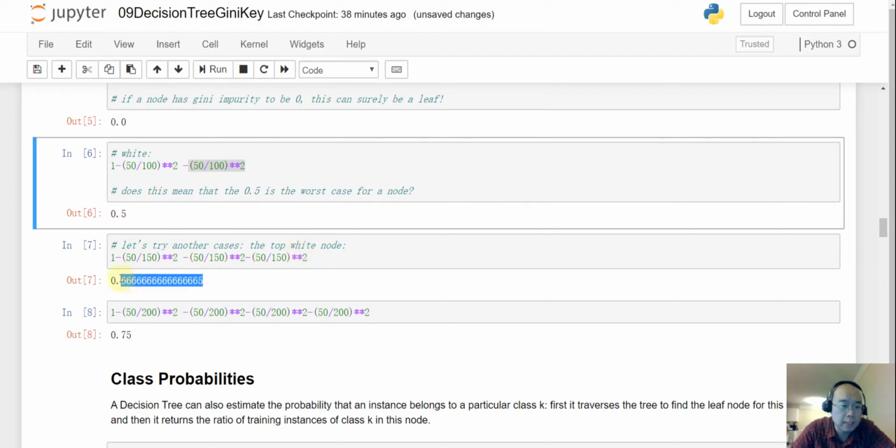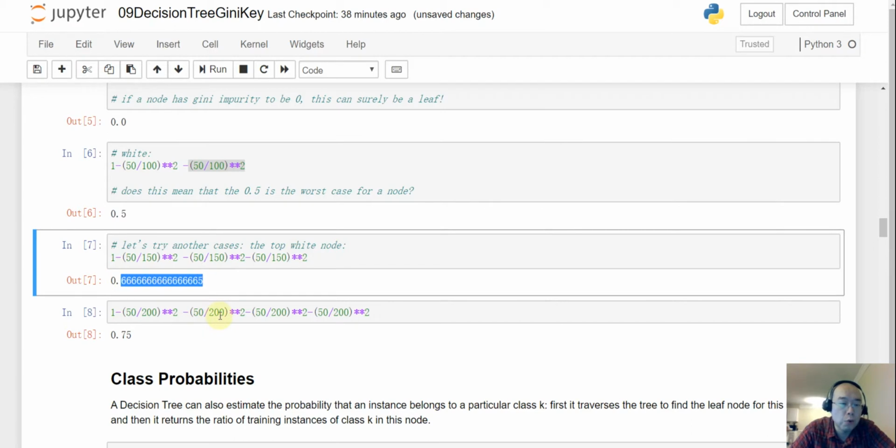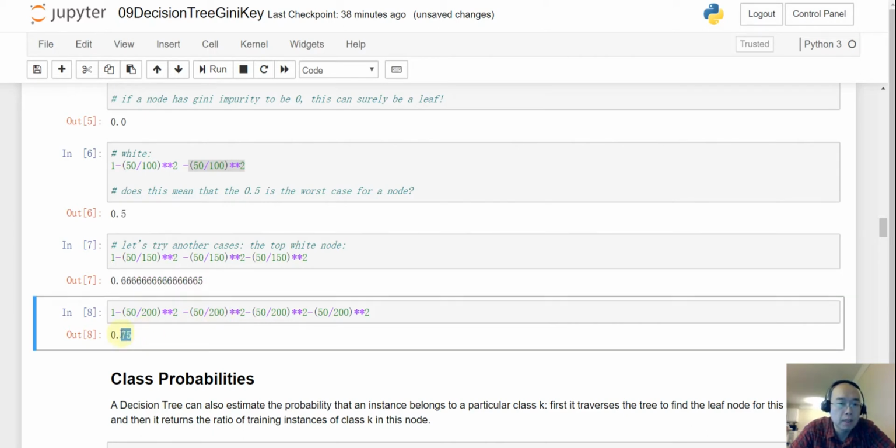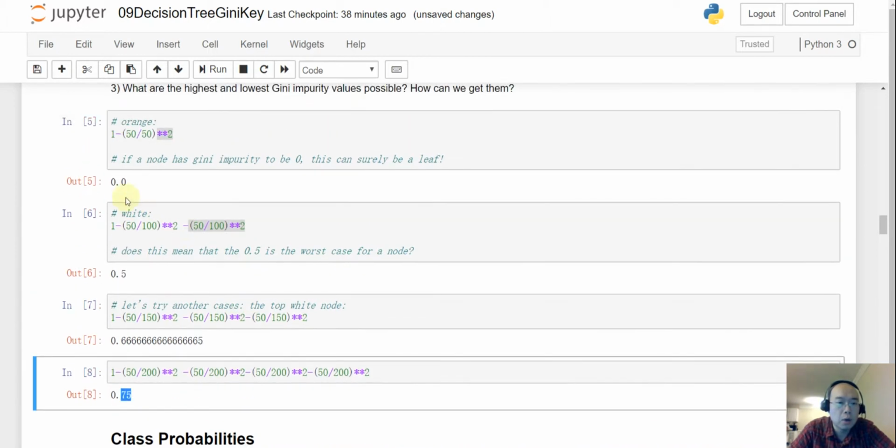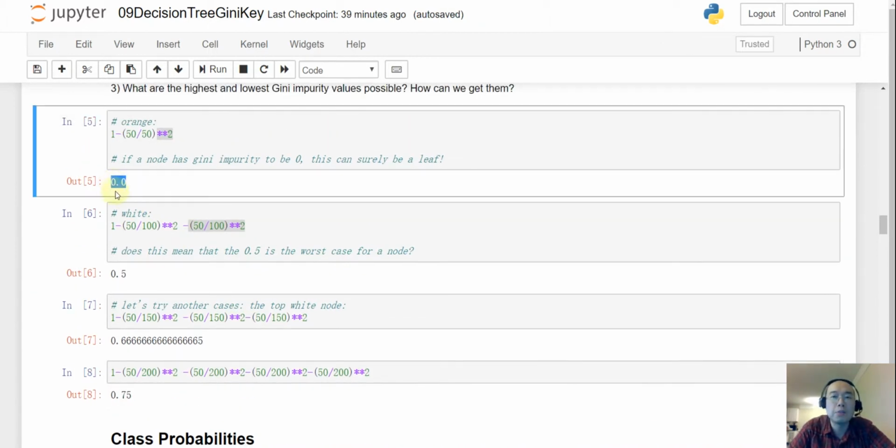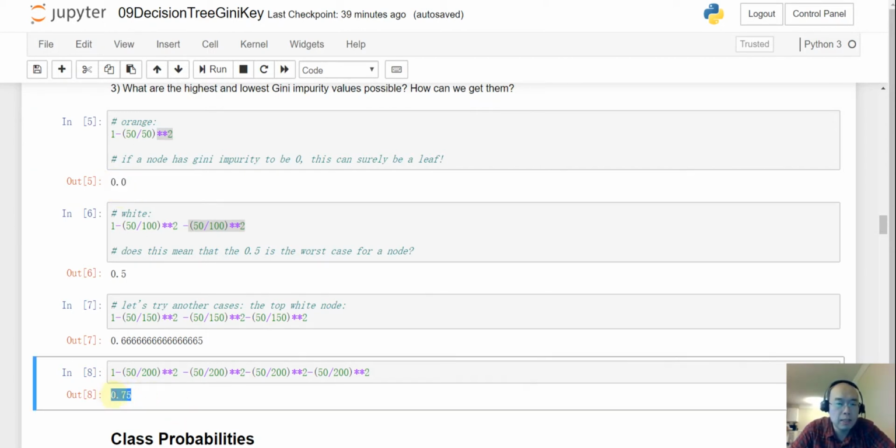And if you have four classes, then each class has 50 samples, and then you will get 75. So it seems that the lowest Gini value will be 0 for sure, and that is what we want to see. And the highest Gini value can be as the number of classes goes higher, we are going to get something closer and closer to 1.